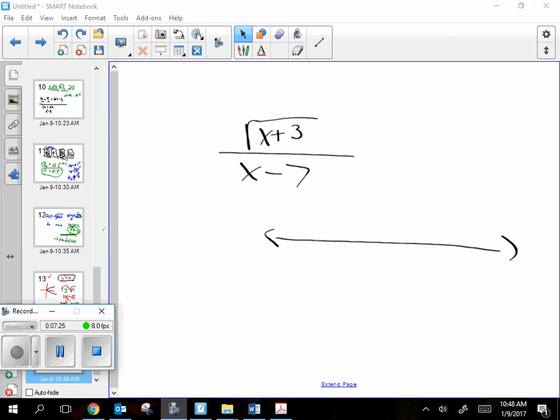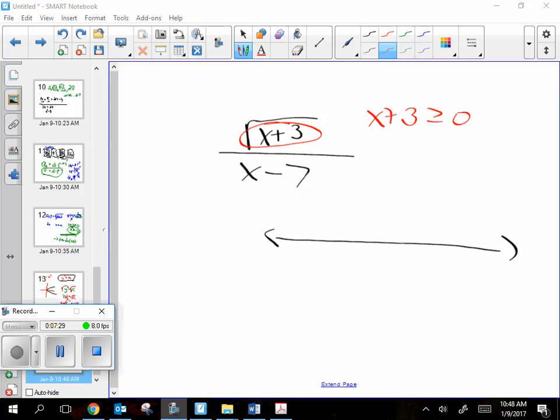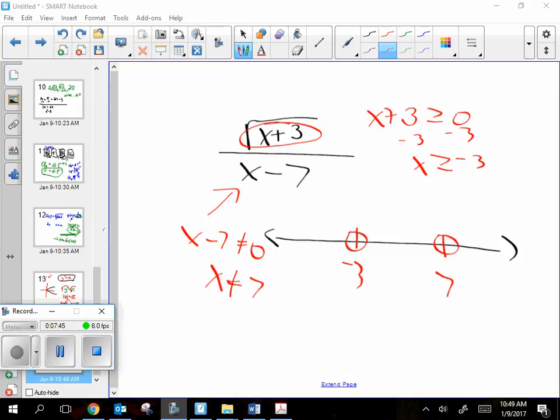Okay, the top part goes like this. The under root, x plus 3, needs to be greater than or equal to 0. Subtract 3, x greater than or equal to negative 3. So negative 3 should figure prominently in your number line. Next, down here, x minus 7 needs to not be 0. So x needs to not be 7. So here's 7. That also figures prominently on the number line.